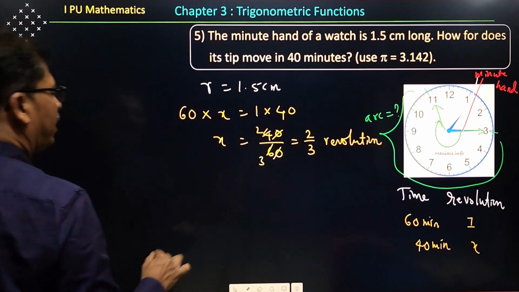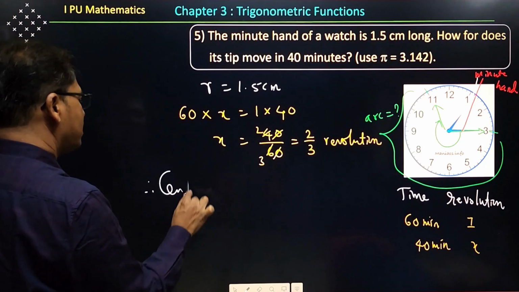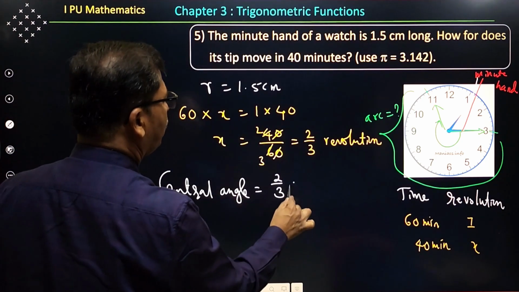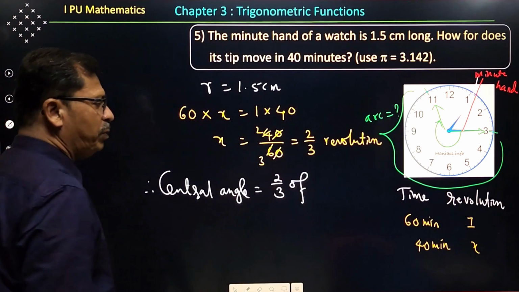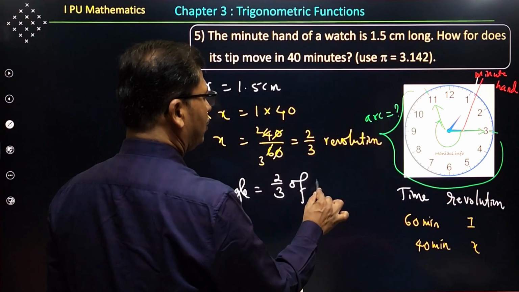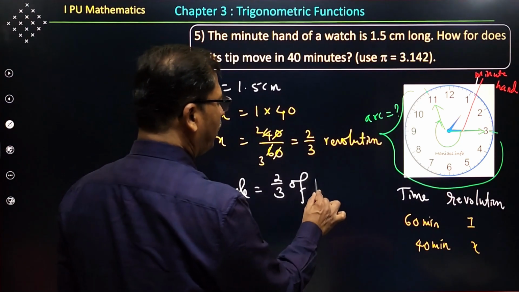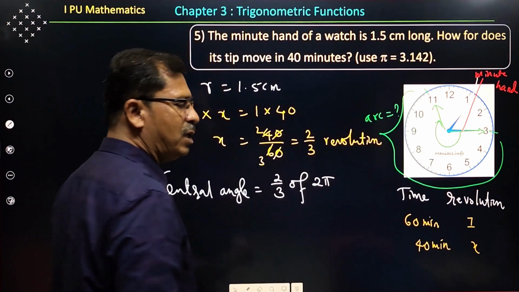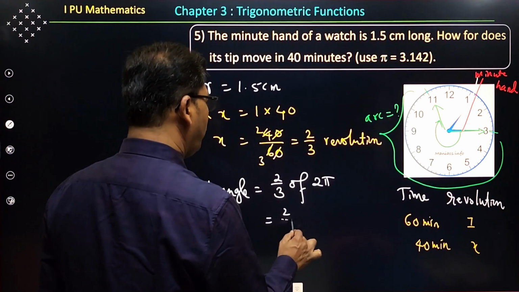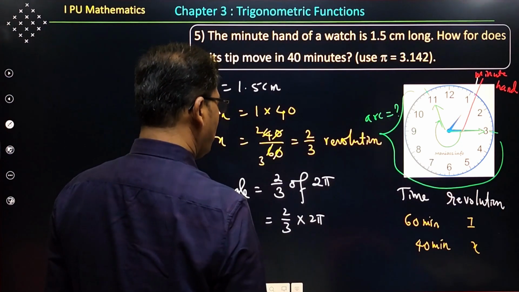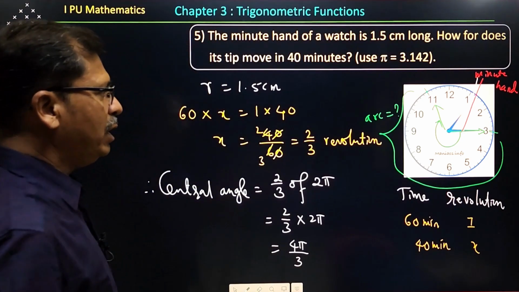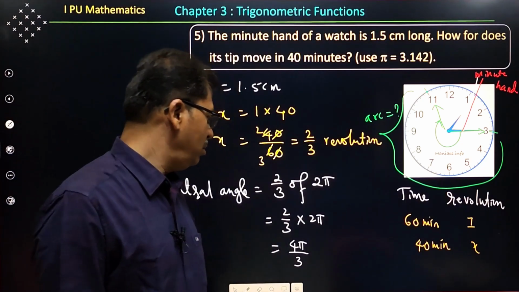So see what the central angle created is. Therefore, central angle is equal to 2/3 of what? 2/3 revolution. 2/3 of 2 pi or 360 degrees. Write 360 next; if you want to write 2 pi, then this is equal to 2/3 into 2 pi. It means 4 pi by 3. This is the angle created during a time span of how much?